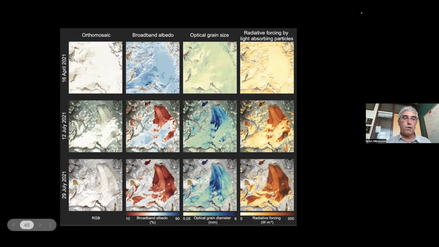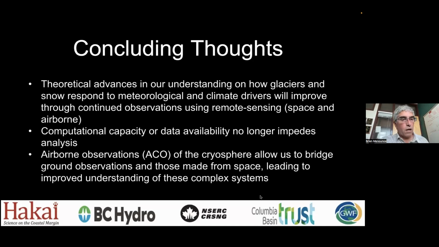If you were to look at some of those products, just to give you an example of some different days, you can see as we move through the melt season, this is a typical RGB, so red, green, blue image. This might look similar to what our eyes see, but then we can see these individual products such as albedo or optical grain diameter, or in this case, radiative forcing. So how much energy is being absorbed by that surface per second per square meter. Okay, so I'll leave it there.